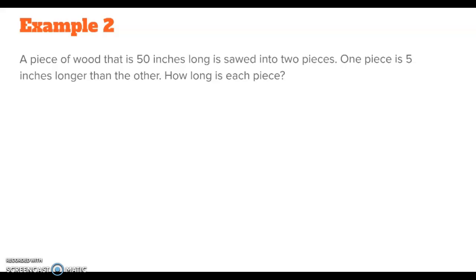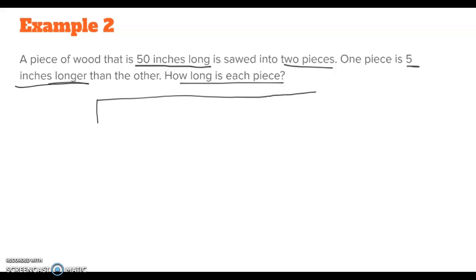All right, let's look at another example. Example 2 says, a piece of wood is 50 inches long and is sawed into 2 pieces. One piece is 5 inches longer than the other. And I'm trying to figure out how long is each piece. So sometimes I like to draw a picture because I have this nice long piece of wood here that I know is 50 inches long. So that whole thing is 50 inches. And it tells me they've cut it into 2 pieces, and that one of the pieces is 5 inches longer than the other.